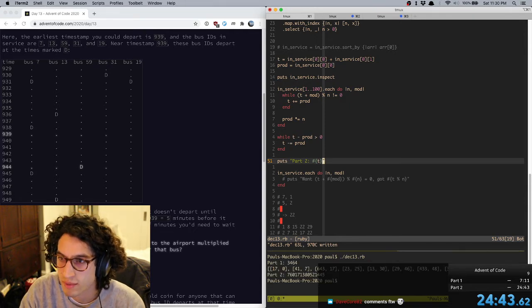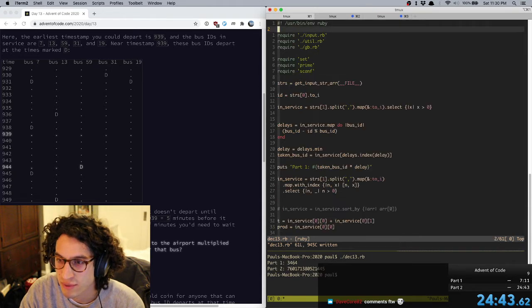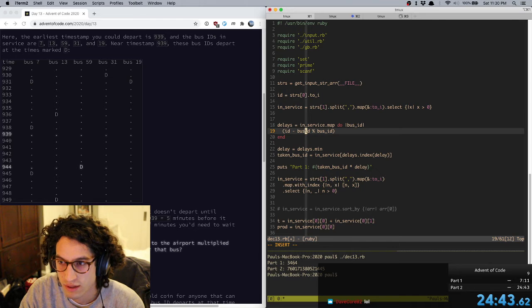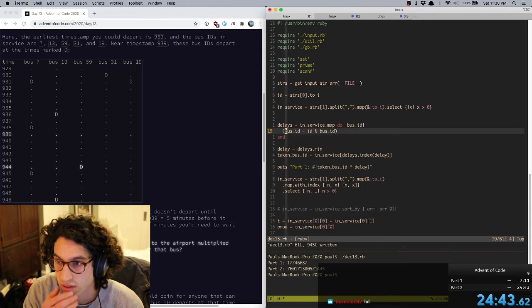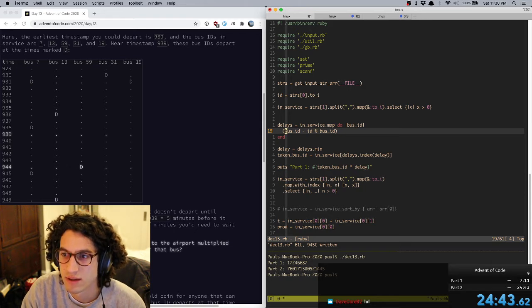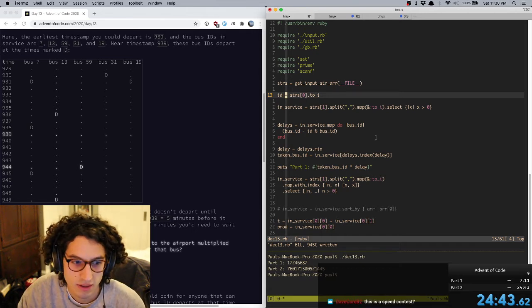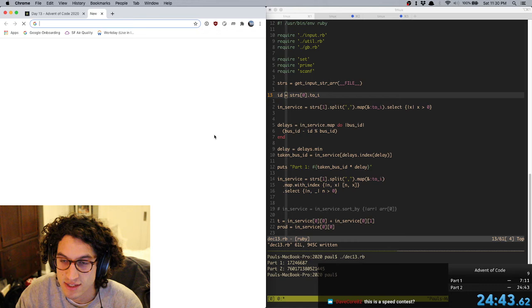No time for comments when you're trying to do it as fast as possible. 3464. Does this give the same answer? No. Bus ID, so this is like 59 minus my giant number. Yeah, this is a speed contest.